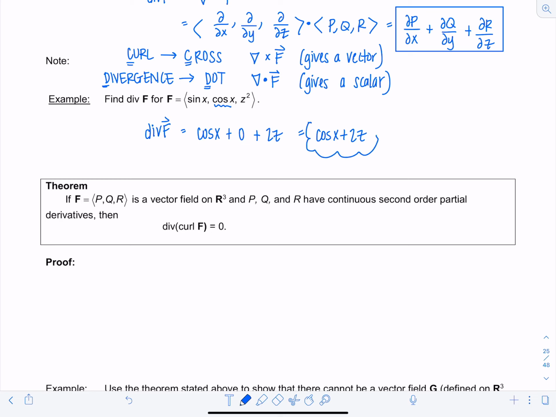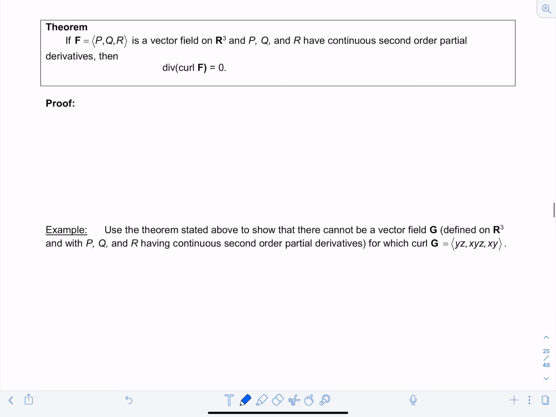All right, we're going to put a cloud around it since it wasn't cooperating. Very good. I feel like it's time for another theorem. Are you ready? If F, our vector field, has components P, Q, and R, so it has to be a vector field in R3, and P, Q, and R have continuous second order partial derivatives, then the divergence of the curl of F is equal to 0. And notice this 0 is not bold, right? It's a scalar quantity since I'm taking the divergence.